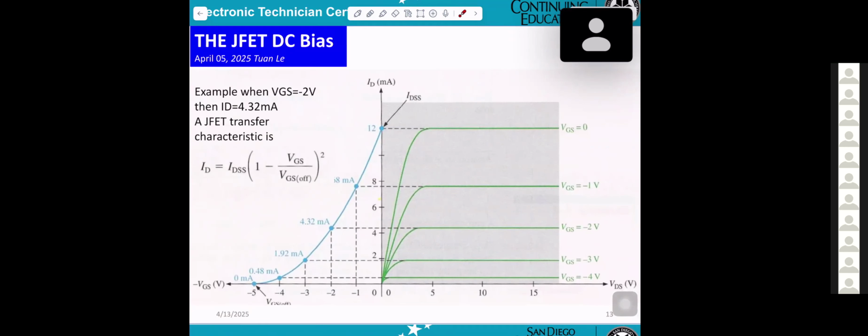In order to calculate the current, this is the formula: ID equals IDSS times the quantity 1 minus VGS over VGS off, squared. That is how we can calculate the current ID. It's the first formula you need to know.